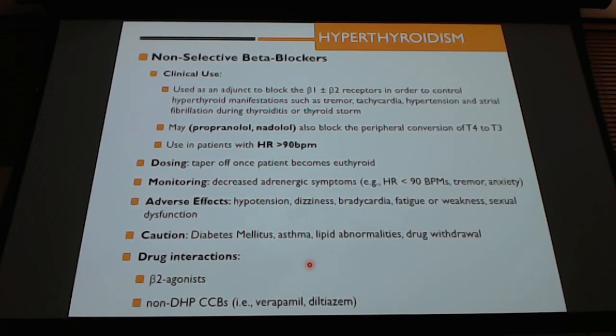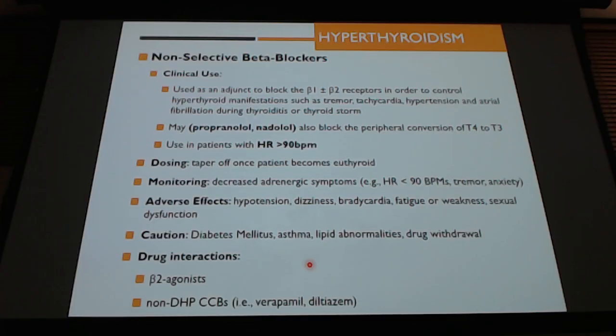You'll also see that when you're specifically looking at your propranolol, which is the one that we typically like to use in our thyroid storm, or our nadolol, you can see where you have some blockage of that peripheral conversion as well, of your T4 to T3, okay? So that's an added benefit that we're seeing, again, with that peripheral decrease in our thyroid hormone.